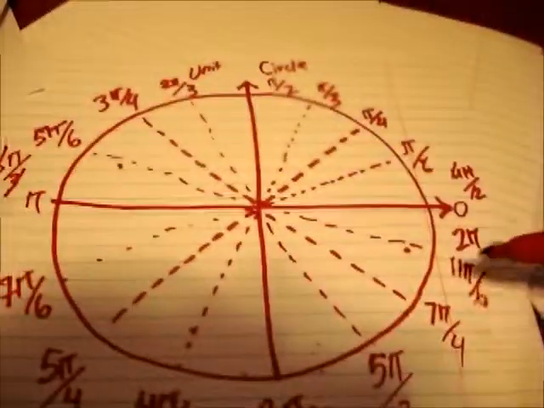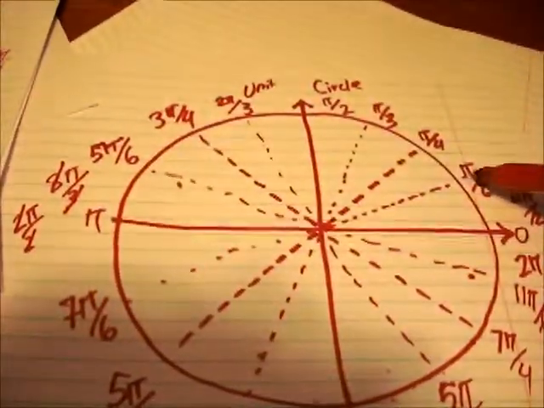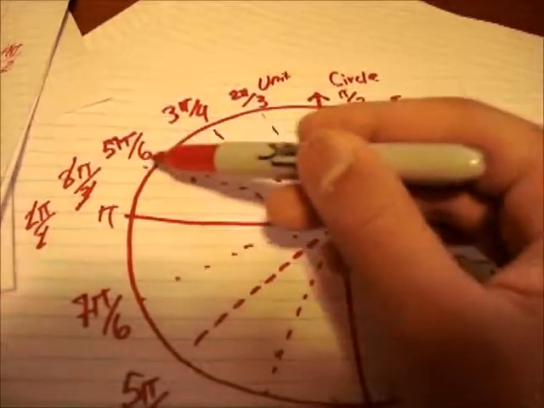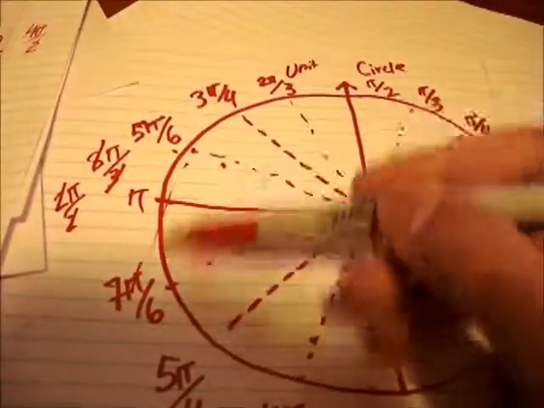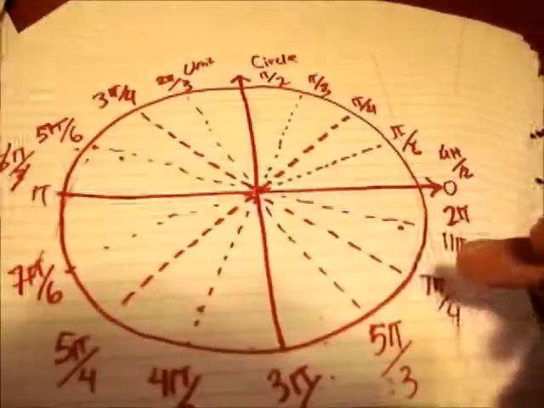So memorize this part. These four you have to memorize. So 6 pi over 6, 5 pi over 6, 6 pi over 6, and 7 pi over 6. These two, it's easy to know. And then 11 pi over 6.